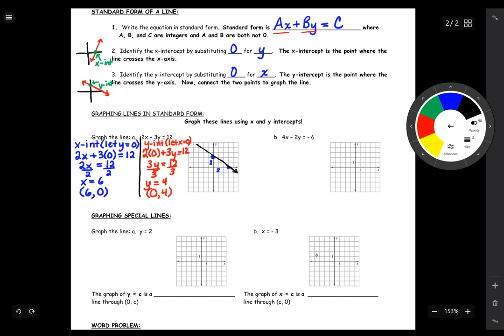Hopefully you do a better job than I do in connecting the dots. But that's your graph. Let's do one more of the standard form, and then we'll talk about our last form. Okay, so for this particular one, it's already in standard form. X and y are on the left side. So we're going to find the x-intercept first.